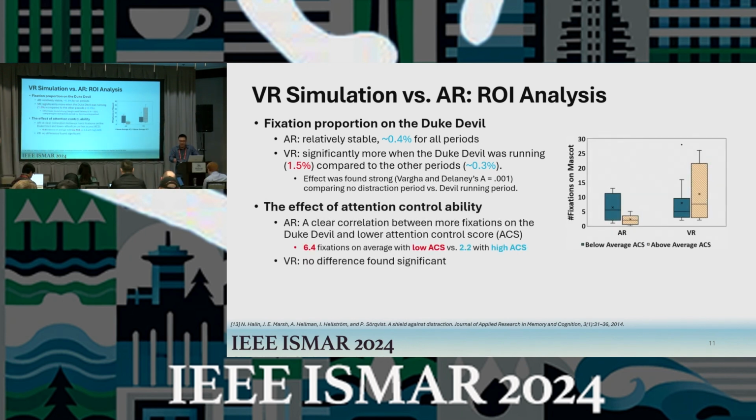And further looking at individual attention controllability, we found a clear correlation between more fixation on the Duke Devil and lower attention control scores in AR, where those with below average ACS had 6.4 fixations on the mascot on average, compared with 2.2 fixations for those in the above average group. This trend was not observed in VR, where the two groups were not significantly different.